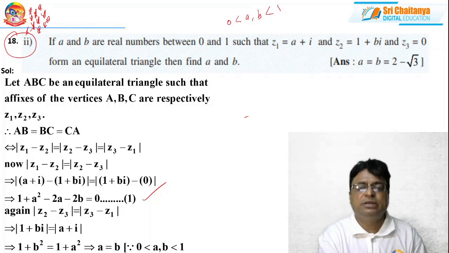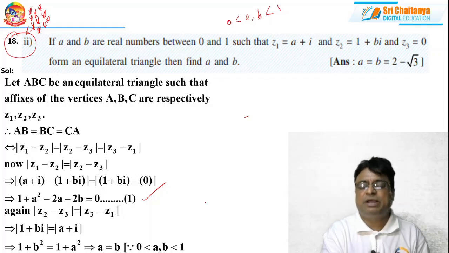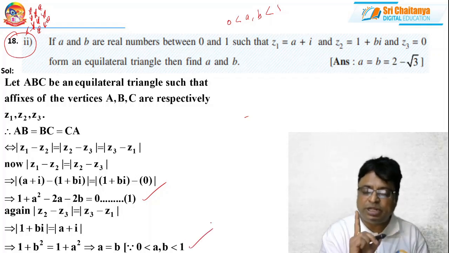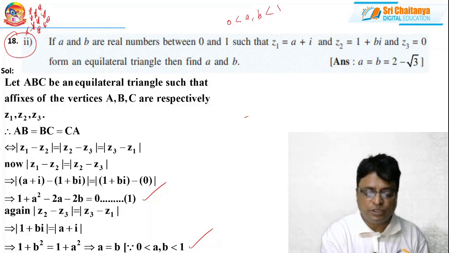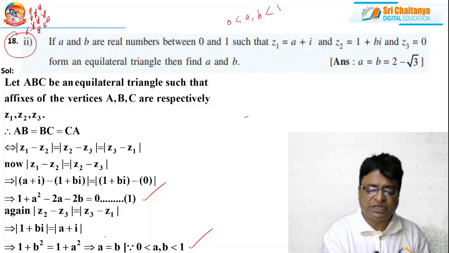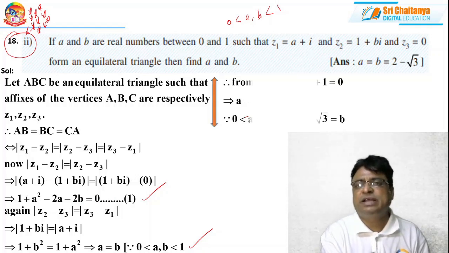Don't write that a equals plus or minus b, because a and b lie between 0 and 1. That's why boundary conditions are important. So ultimately a equal to b, and from equation 1, 1 plus a square minus 2a minus 2b equal to 0. Since a equal to b, you substitute there.